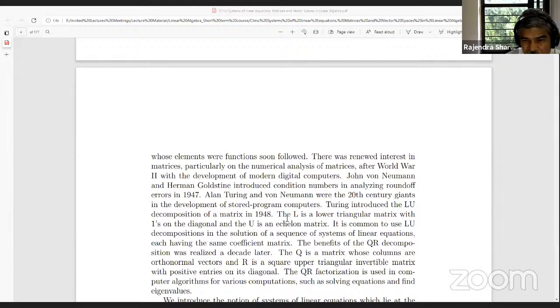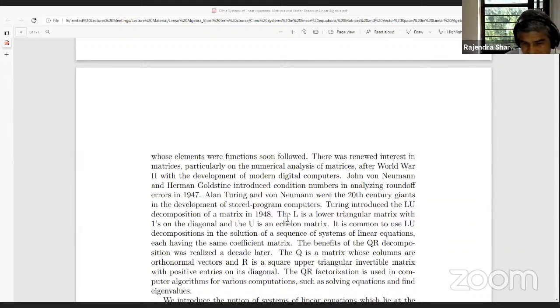There was renewed interest in matrices, particularly on the numerical analysis side, after World War II, with the development of modern digital computers. John von Neumann and Herman Goldstine introduced condition numbers in analyzing round-off errors in 1947. Alan Turing and von Neumann were the 20th century geniuses in the development of the stored program computers. Turing introduced the LU decomposition of a matrix around 1948.